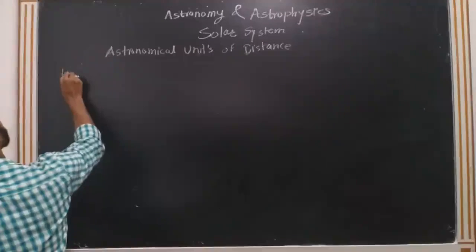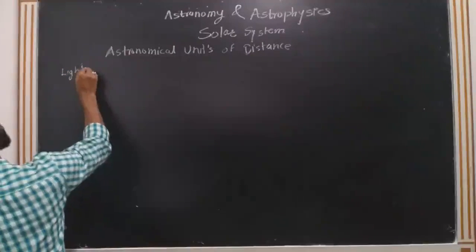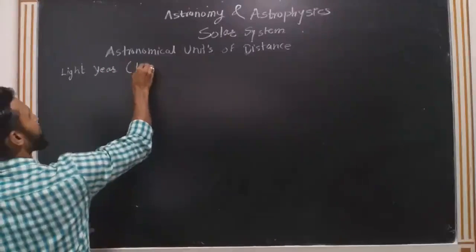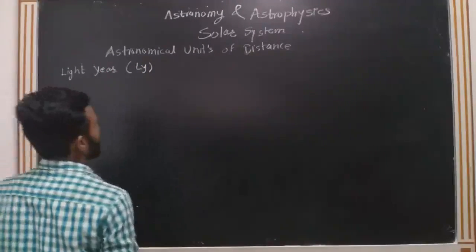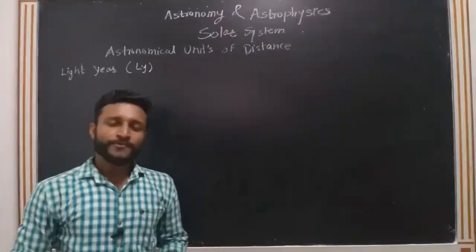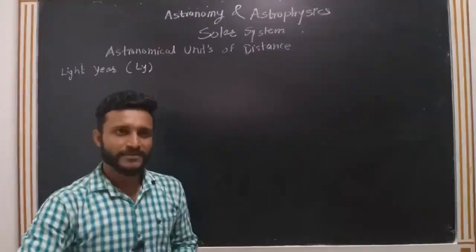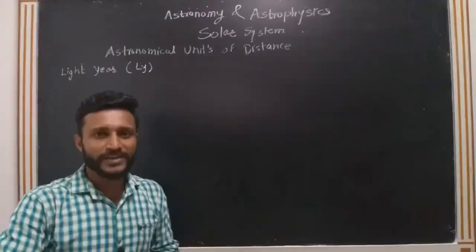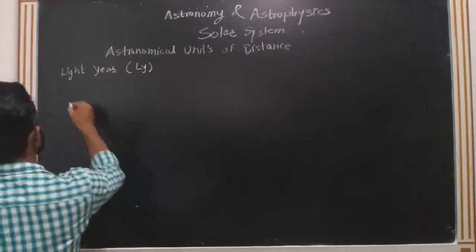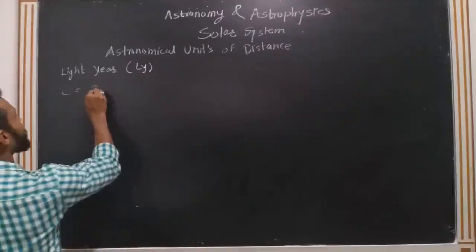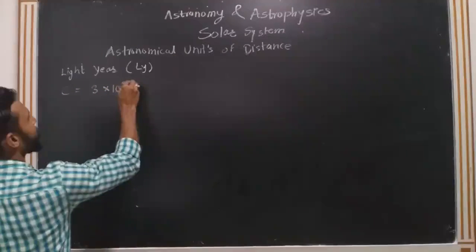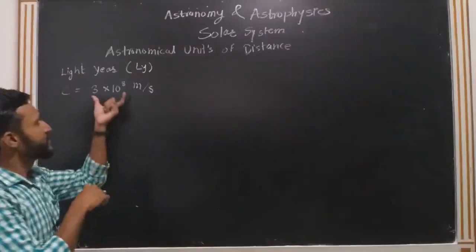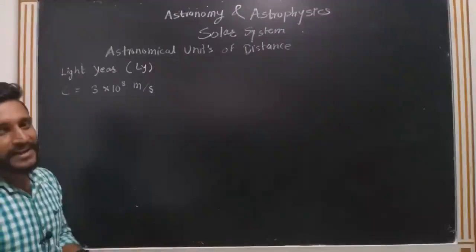So light year, the short form is ly. Light year is the distance light travels in 1 year, because we know that the speed of light c is equal to 3 into 10 raised to 8 meter per second, meaning light travels this much distance in 1 second.